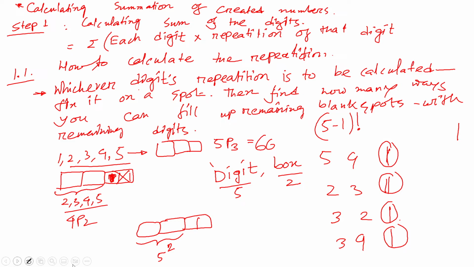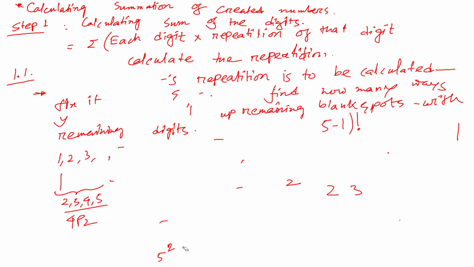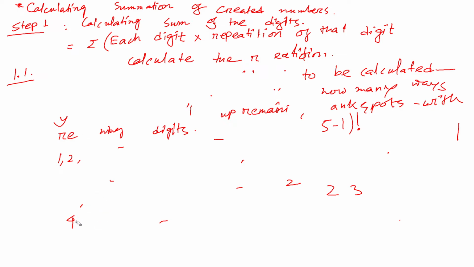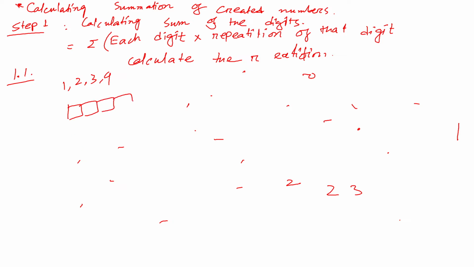Let me show it to you. If we are calculating the repetition in that way, that will be wrong. For instance, previously we were calculating a 4-digit number and we were given 4 digits: 1, 2, 3, 4, so 4 digits and 4-digit numbers. Now say we have fixed 4 up here. So there are 3 digits left, right?